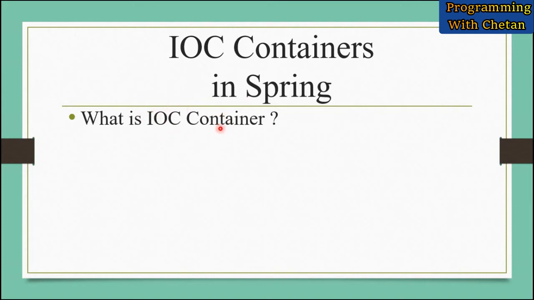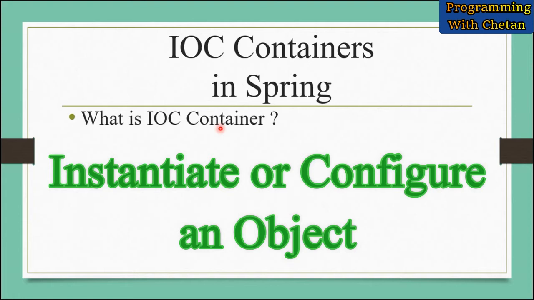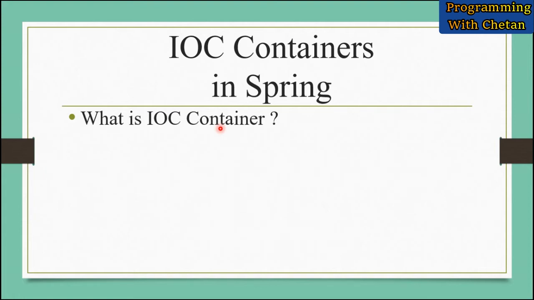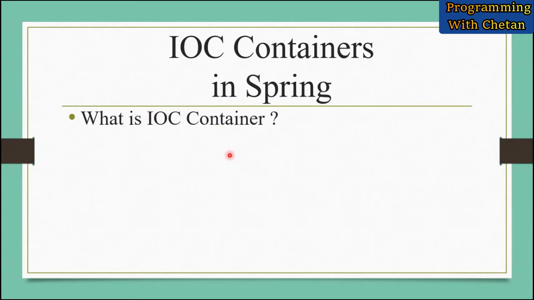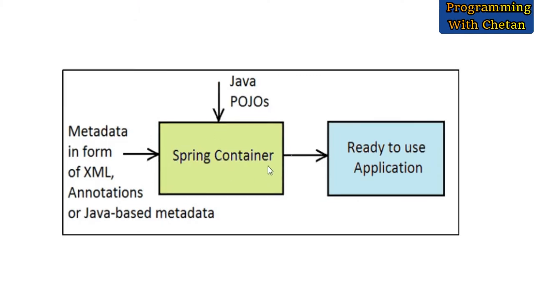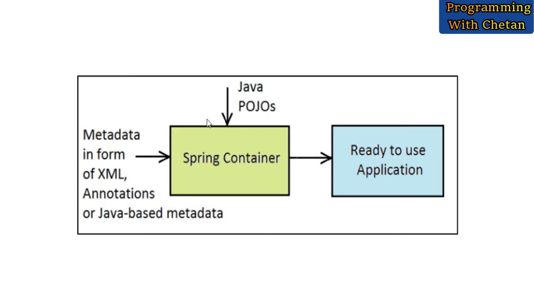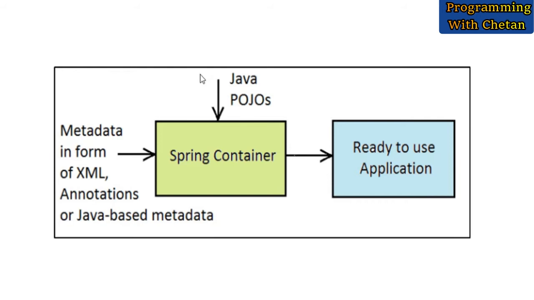So this IOC container is responsible for instantiating and configuring an object, and it is also responsible for injecting our dependencies into our application. Now let us try to understand this concept of IOC container with the help of a diagram. So friends, we have a Spring container, or an IOC container, and in our application we have Java POJO classes. So we are passing these POJO classes as input to our Spring container, and along with that we are also providing metadata to our Spring container. Now this metadata can be in the form of XML, or in the form of annotations, or Java based. In our upcoming tutorials we will discuss these different types in detail.